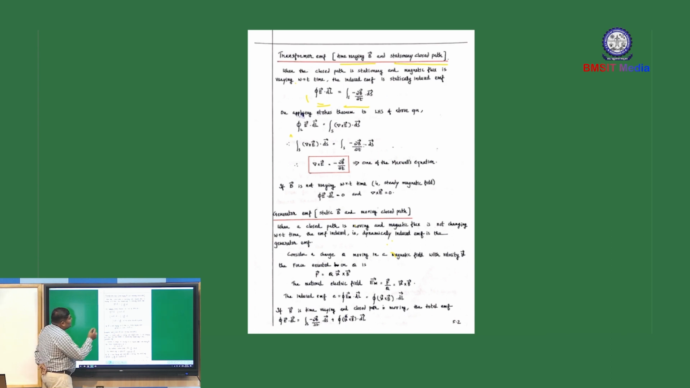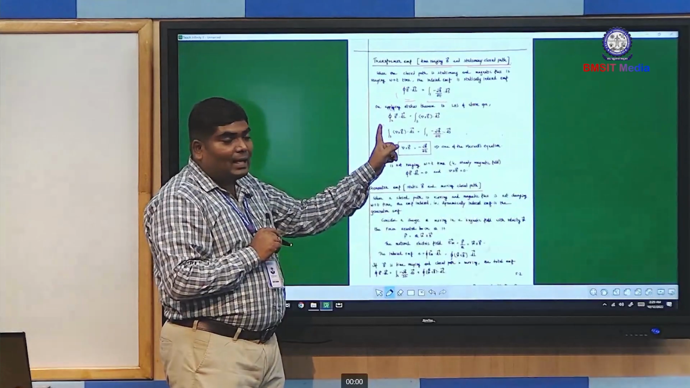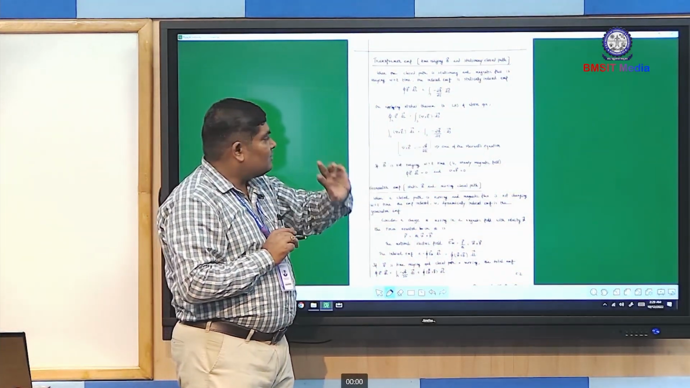Now if you see the LHS, we have a line integral, and on the RHS we have a surface integral. We have to convert either both to line integral or both to surface integral. By using Stokes theorem, the line integral can be converted into a surface integral.